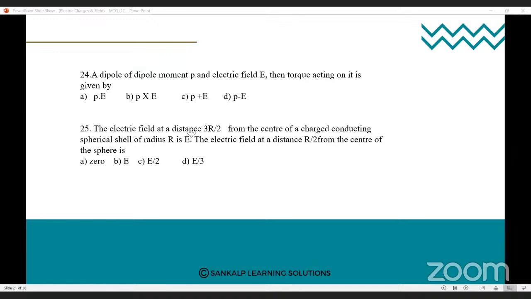The electric field at a distance of 3r by 2 from the center of a charged conducting spherical shell of radius r is E. The electric field at a distance of r by 2 from the center of the sphere is. So here they are giving the electric field at a distance 3r by 2 from the center of the charged sphere is E. If the distance becomes r by 2, what will be the electric field? So try it. Even I'll show you how to do this one.